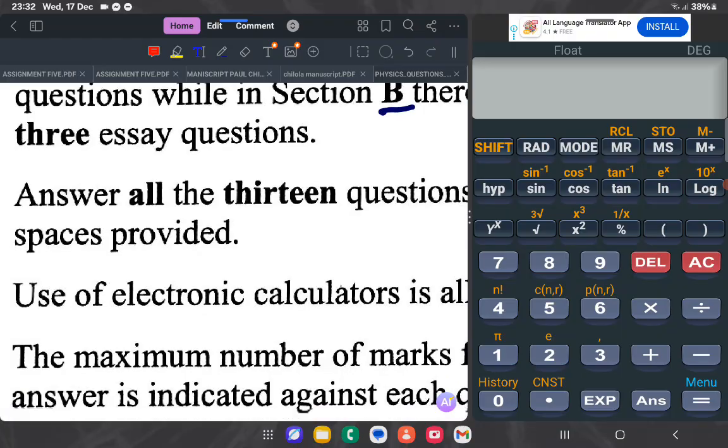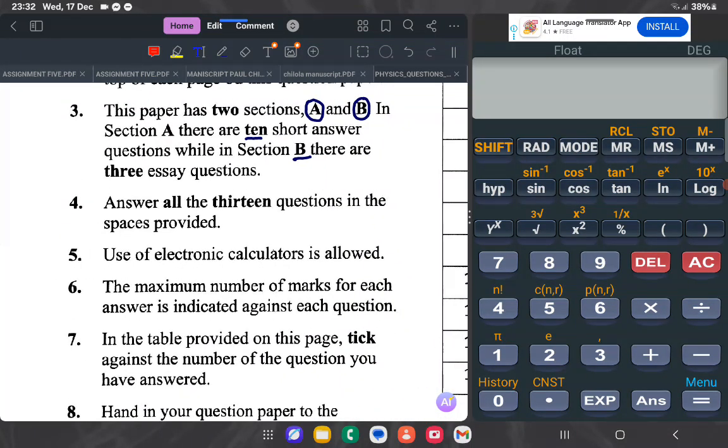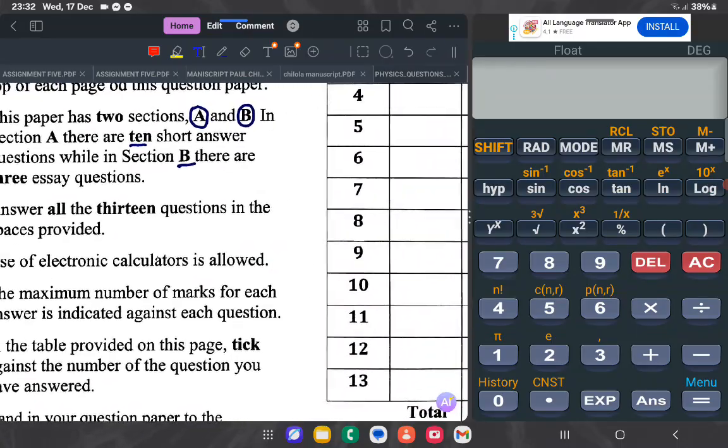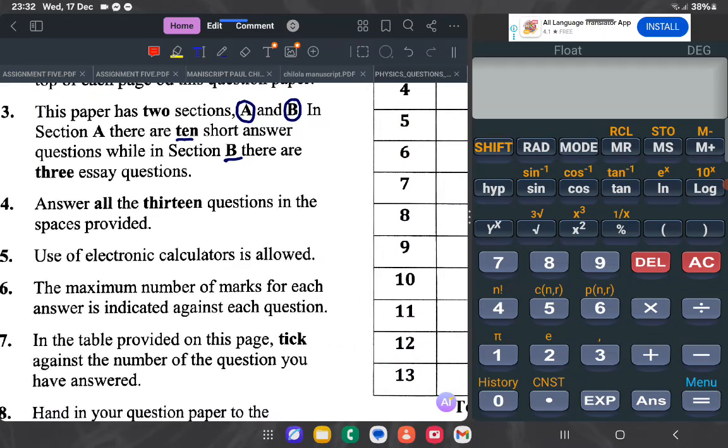Alright. You are allowed to use a calculator in paper 1. Okay, so you are allowed to use the calculator.